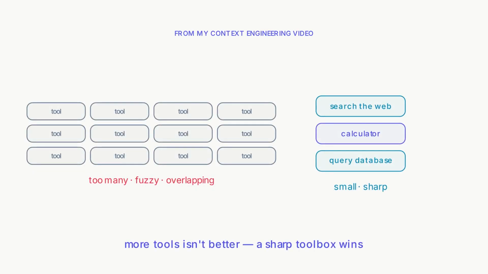Give a model too many tools with overlapping or fuzzy descriptions and it gets confused. It picks the wrong one, or hesitates, or reaches for three when it needed none. Every tool description also takes up room in the context window, crowding out everything else. More tools is not always better. A small, sharp toolbox almost always beats a giant, cluttered one. So with clear descriptions and a focused set, the model usually chooses well, but usually isn't always.